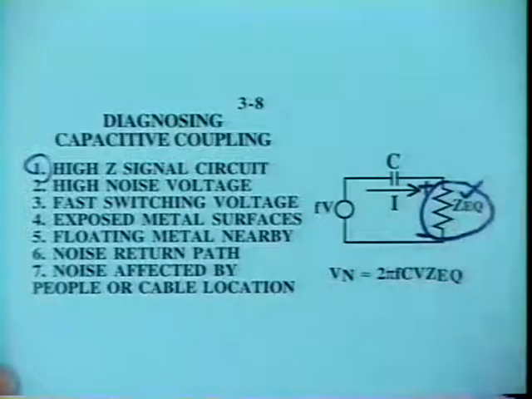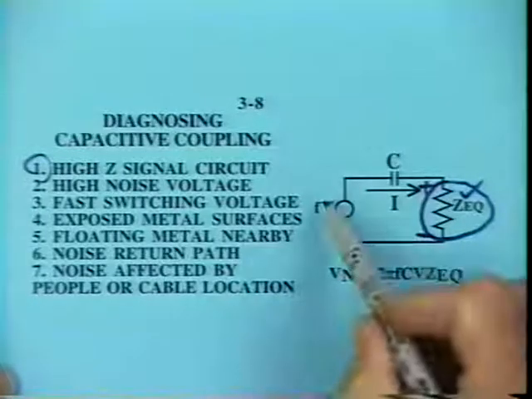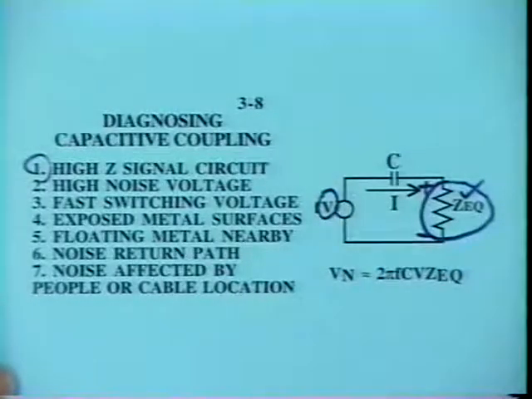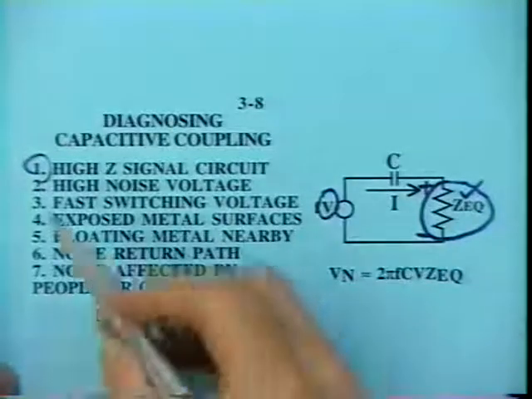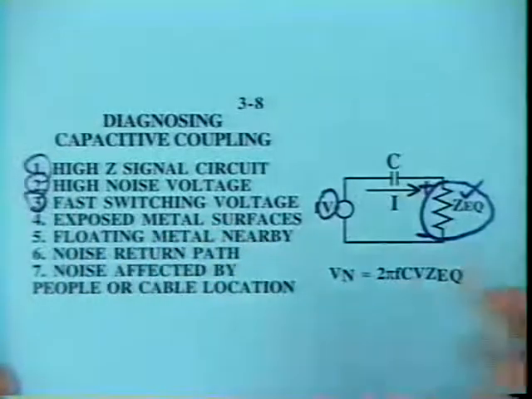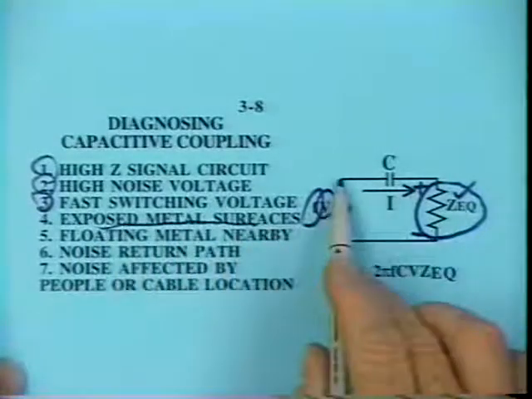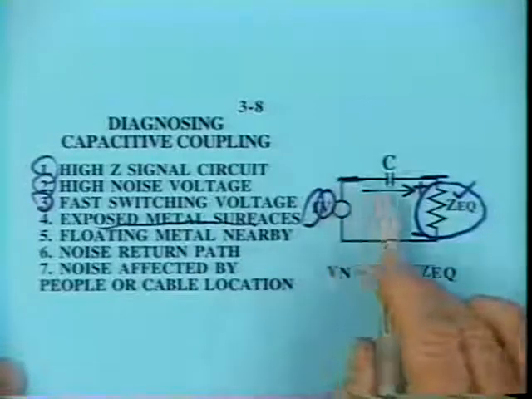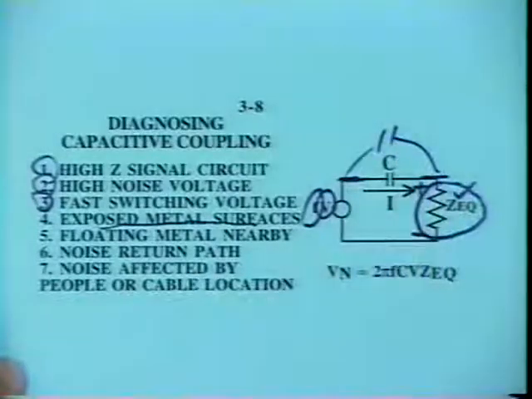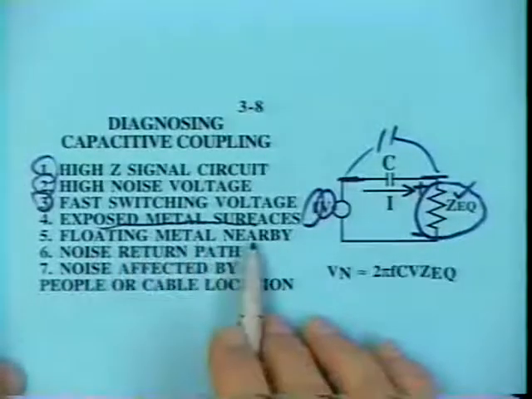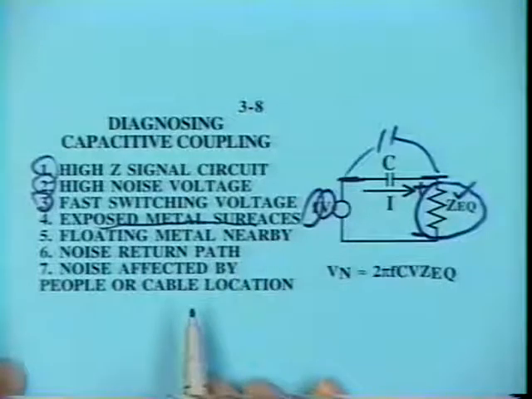Now, once you've identified that you have what appears to be an adequately high impedance susceptible circuit, what do you look for next? You look for a source of electric field, which is a voltage. Are there voltages in the area that can generate electric fields? Usually there are. How fast are these voltages switching? The faster they're switching, that is, the higher the frequency, a little bit bigger problem. Are there exposed metal surfaces on either the noise generating side or the susceptible side? Exposed metal surfaces add more capacitance between the two circuits. Floating metal, we'll discuss this in more detail later. Floating metal increases capacitive coupling. We'll show how that happens later.